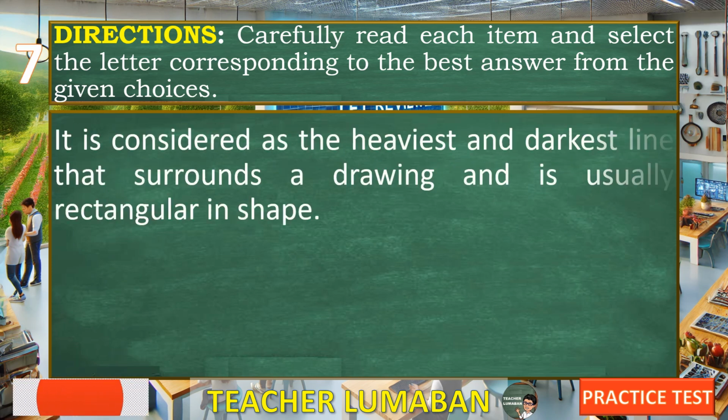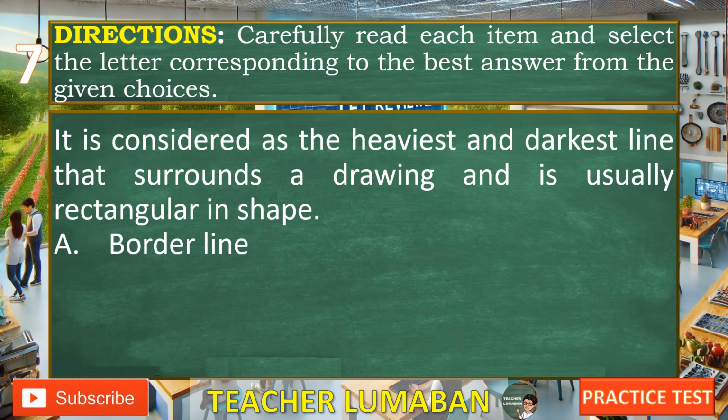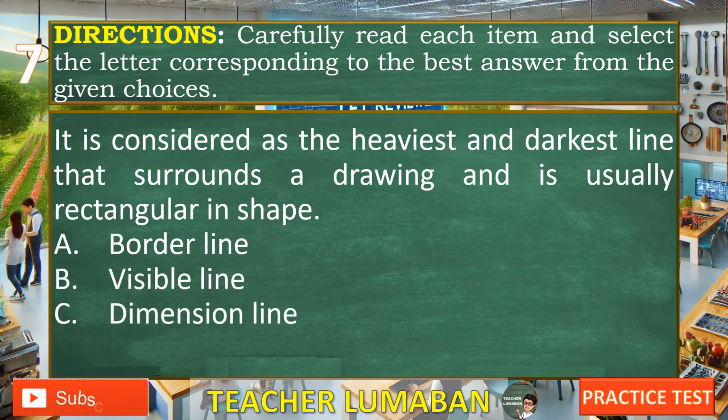It is considered as the heaviest and darkest line that surrounds a drawing and is usually rectangular in shape. A. Border line. B. Visible line. C. Dimension line. D. Cutting.